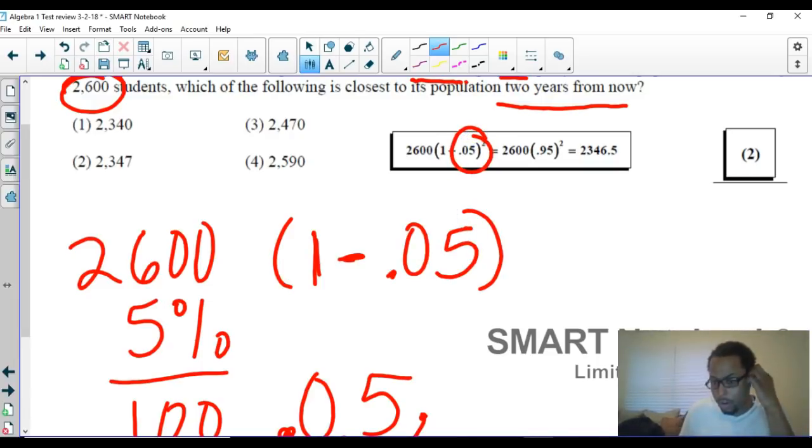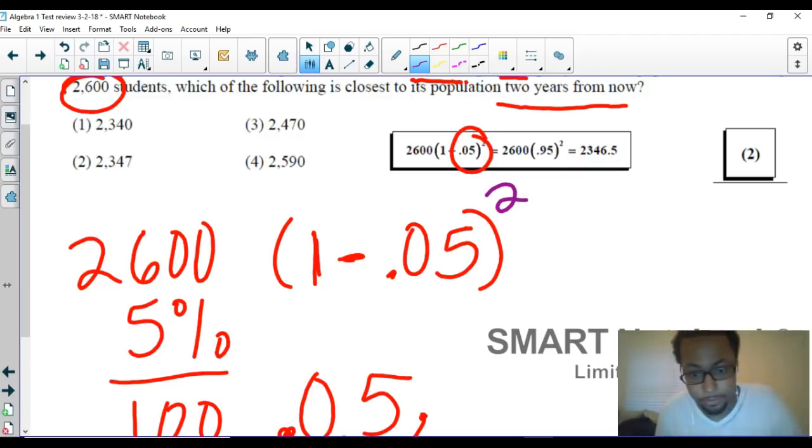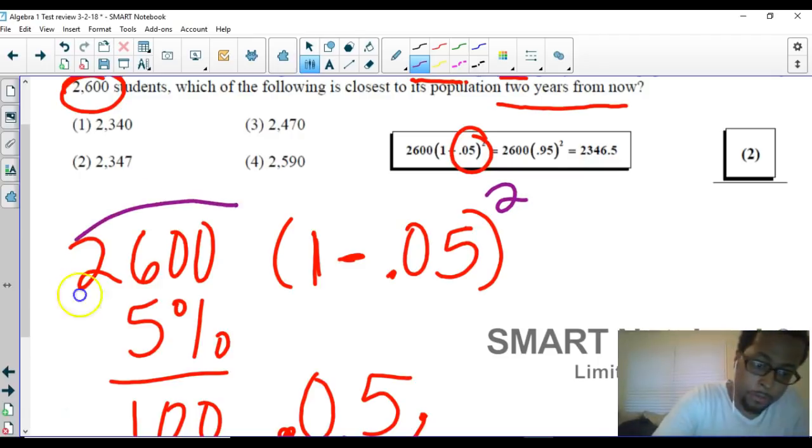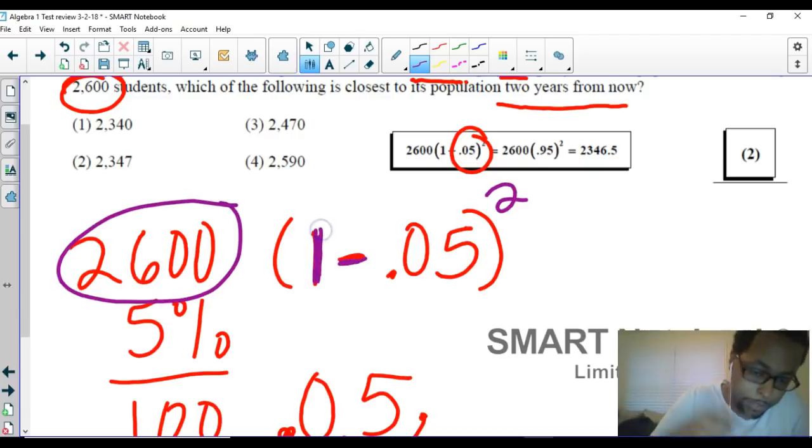So that's how we got the 0.05. Okay. And I want to know, so again, my initial starting, I started with 2,600. I want to know what I'm going to have in 2 years. So that's where I got my 2 from. Okay. So again, starting amount, 2,600. Because it's decreasing, I know I'm going to subtract from 1. A lot of you guys missed the 1, don't miss the 1. And I know it's 5%, so I'm going to divide that by 100. I'm going to go to 0.05. Once you do the work, you're going to get this answer.